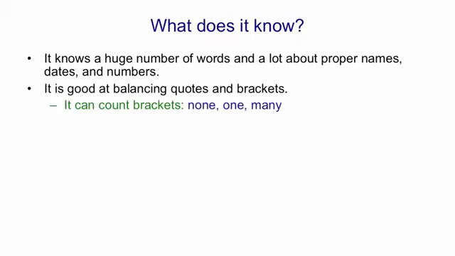It's good at balancing quotes and brackets, and in fact it can actually count brackets. If you give it no opening brackets, it's very unlikely to produce a closing bracket. If you give it one opening bracket, it's quite likely to produce a closing bracket in the next 20 characters or so. If you give it two opening brackets, it'll produce a closing bracket very quickly. Giving it 3 doesn't seem to make it any faster.